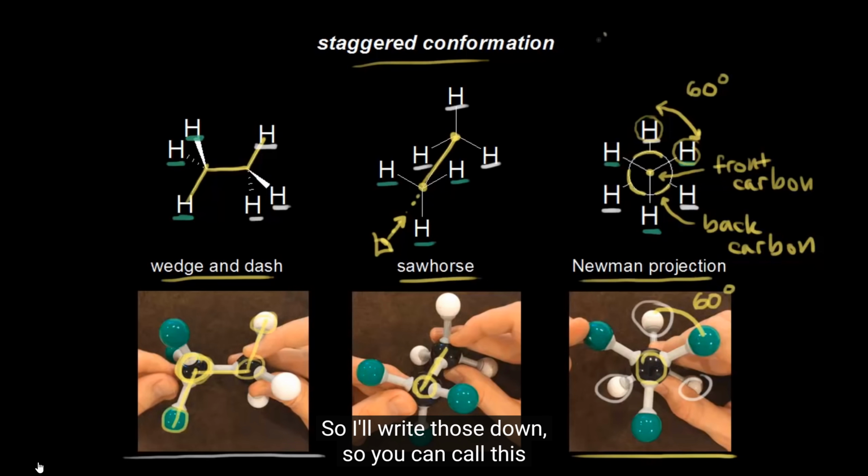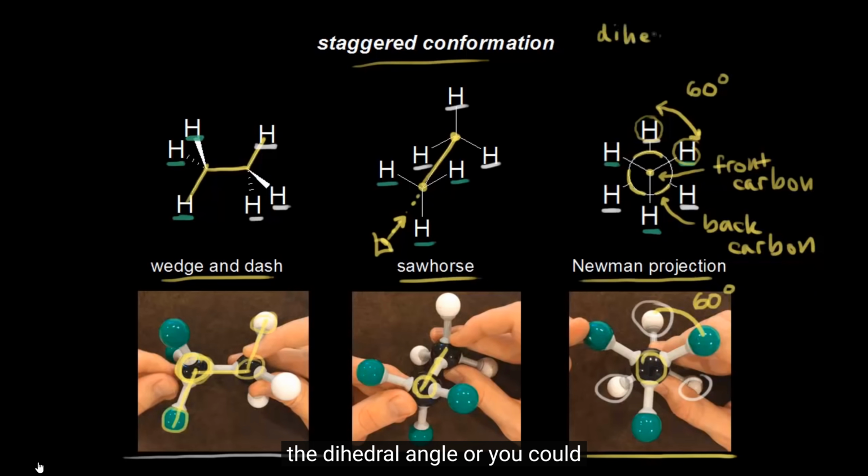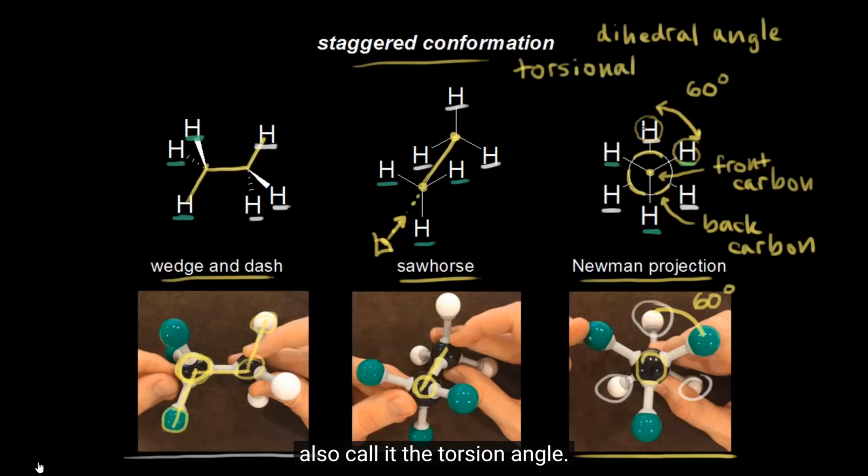So I'll write those down. So you could call this the dihedral angle, or you could also call it the torsional angle. Let me write that down here too. So torsional angle, or you could also call it the torsion angle. And this angle between the hydrogens will be important when you're talking about conformations.